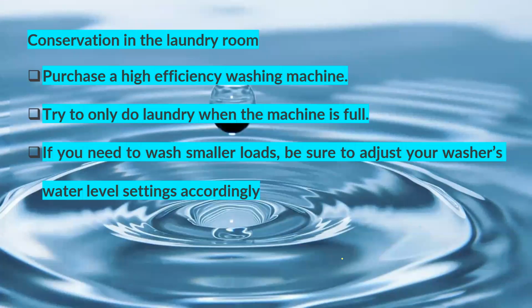Next is what? Conservation in the laundry room. Purchase a high efficiency washing machine. Try to only do laundry when the machine is full. If you need to wash smaller loads, be sure to adjust your washer's water level settings accordingly. Very important. The main motive behind this is to use less water. Don't waste water.